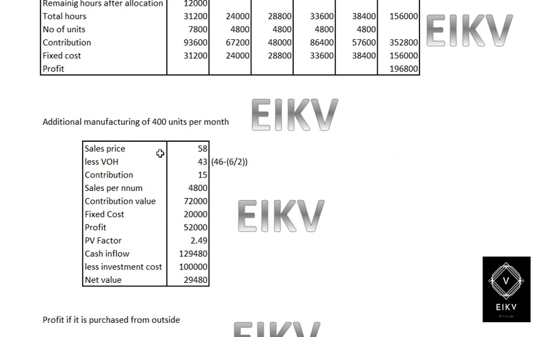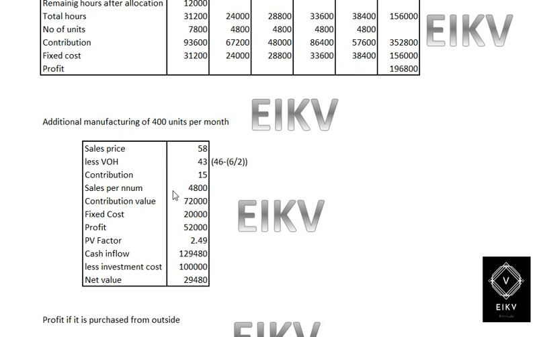So the calculation of such a product would be sales of rupees 58, variable cost 46 minus 6 divided by 2. So 6 by 2 is given in the question as the half portion. 6 is the labor cost of product B and half should be used for the manufacturing of this product B. Therefore 46 minus 6 by 2 gives you 43 as variable cost. So the contribution will be increased to 15 and sales per annum will be 4800 units. That is 400 units into 12 will give you 4800.